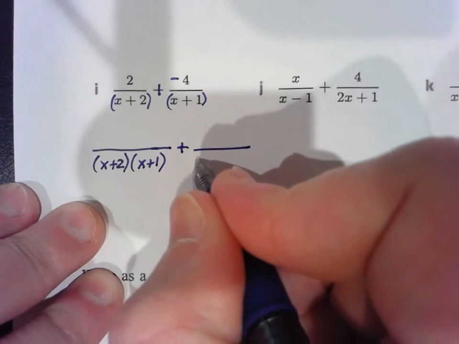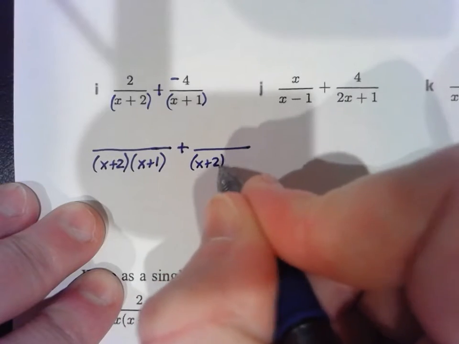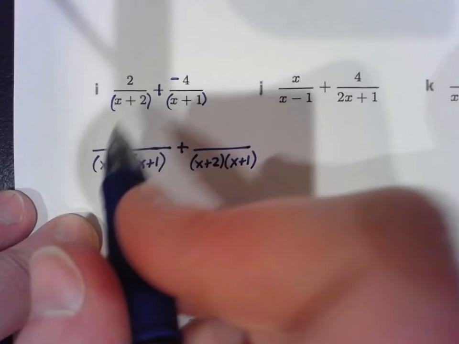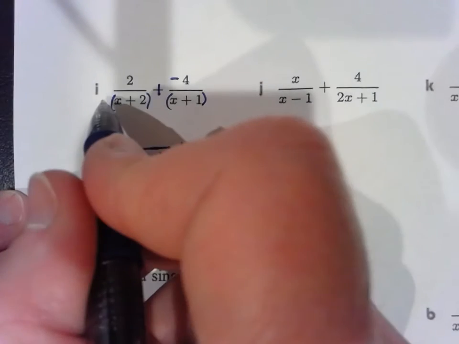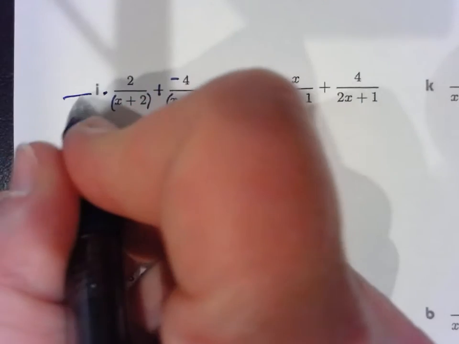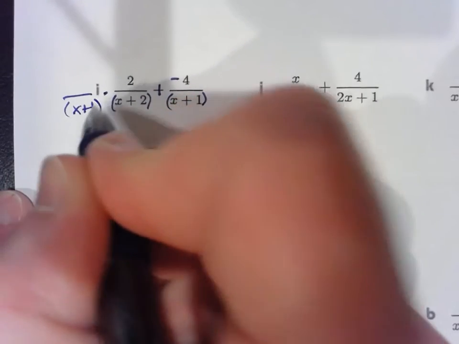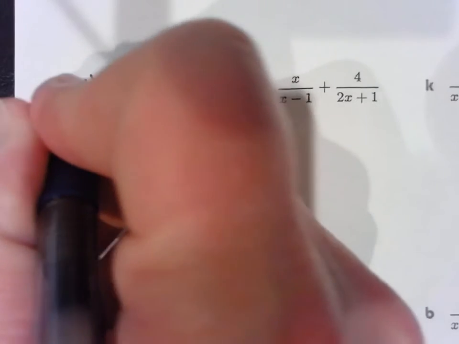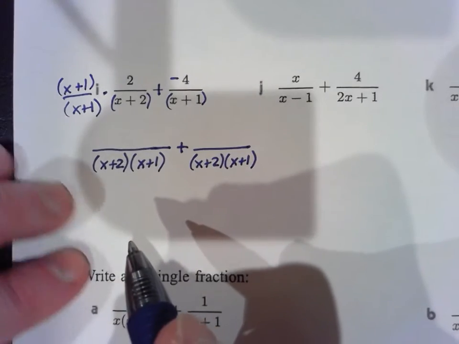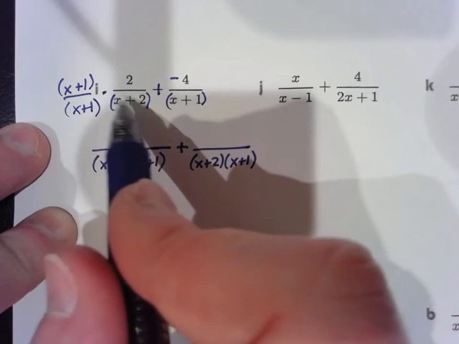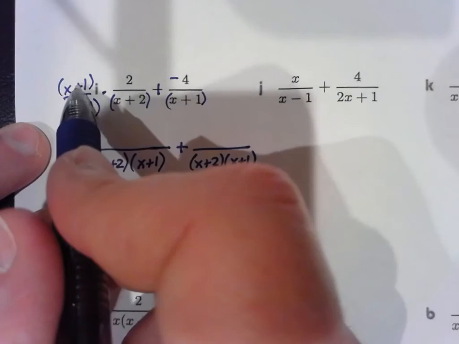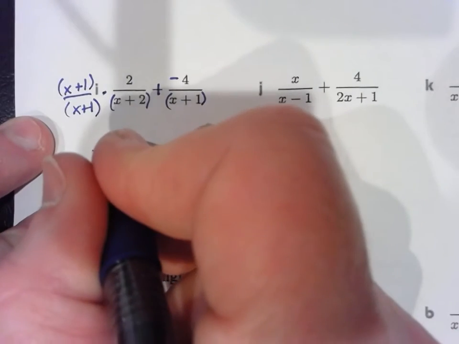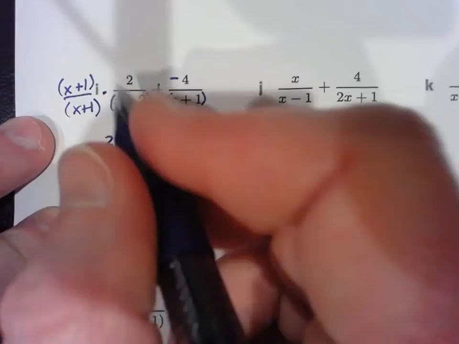The second fraction, I need an x plus 2 and an x plus 1. So in order to get that in the denominator, the first fraction needed an x plus 1. So that means I have to multiply the top of the fraction by x plus 1 also. That way the bottom has x plus 1 times x plus 2. The top, I'm going to distribute 2 times x, 2 times 1.